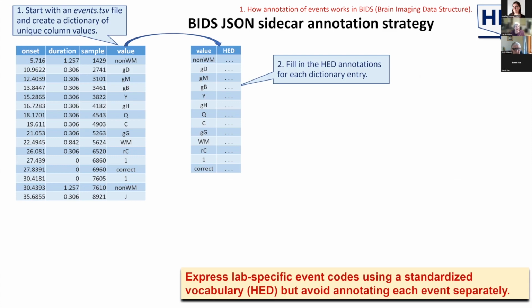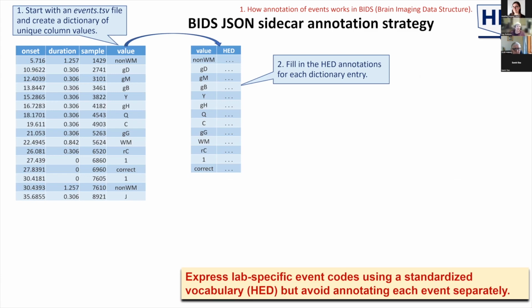Once I've done that, I'm done basically for a HED annotation of a BIDS data set. Now I've shown the dictionary as a table, but in reality, it's a JSON text file, but you have the option: we have HED tools which will allow you to annotate in a spreadsheet and convert to a JSON sidecar, or do it directly in the JSON sidecar.